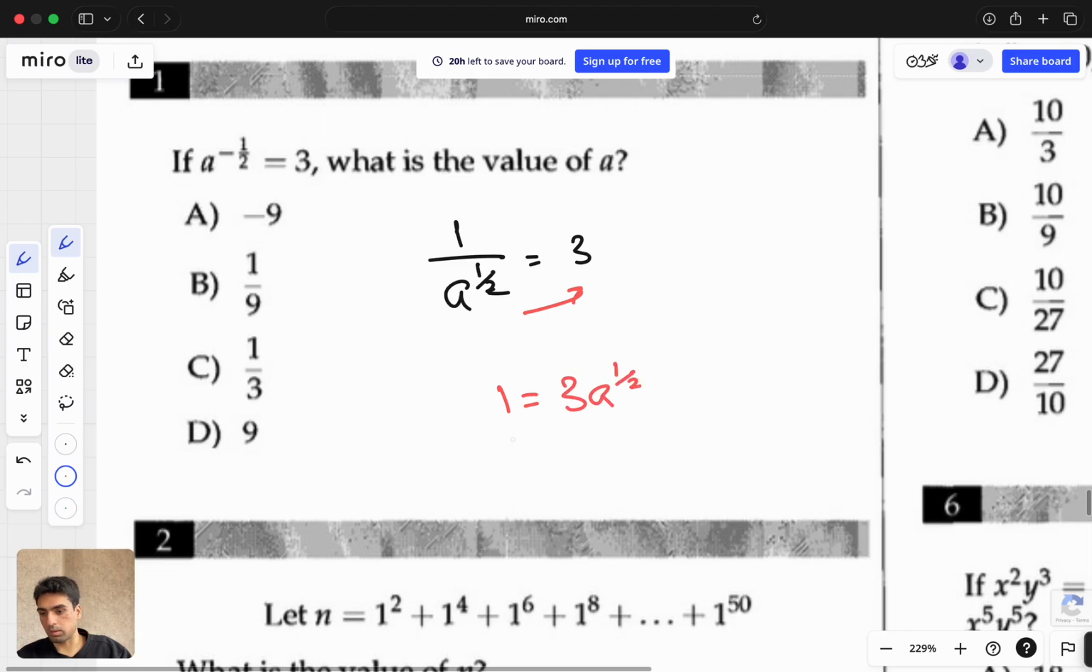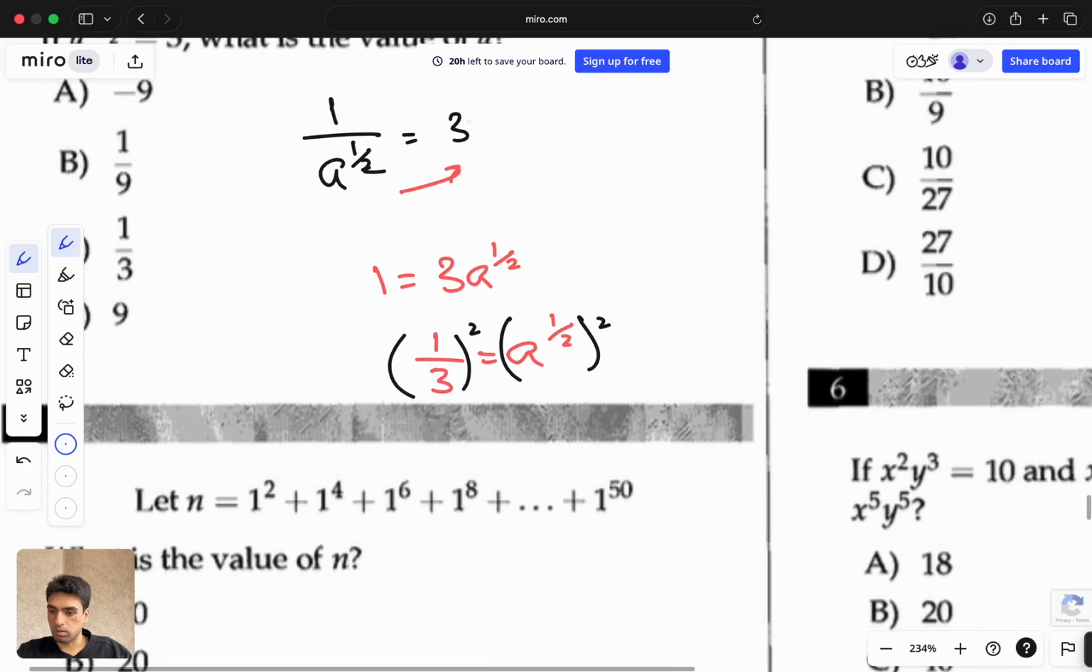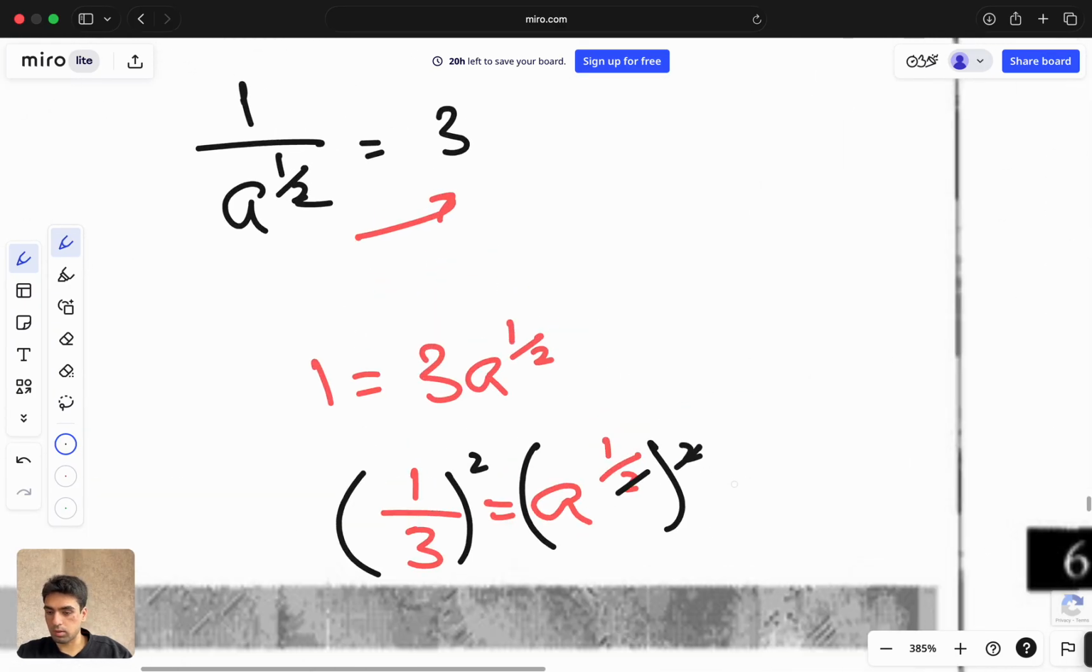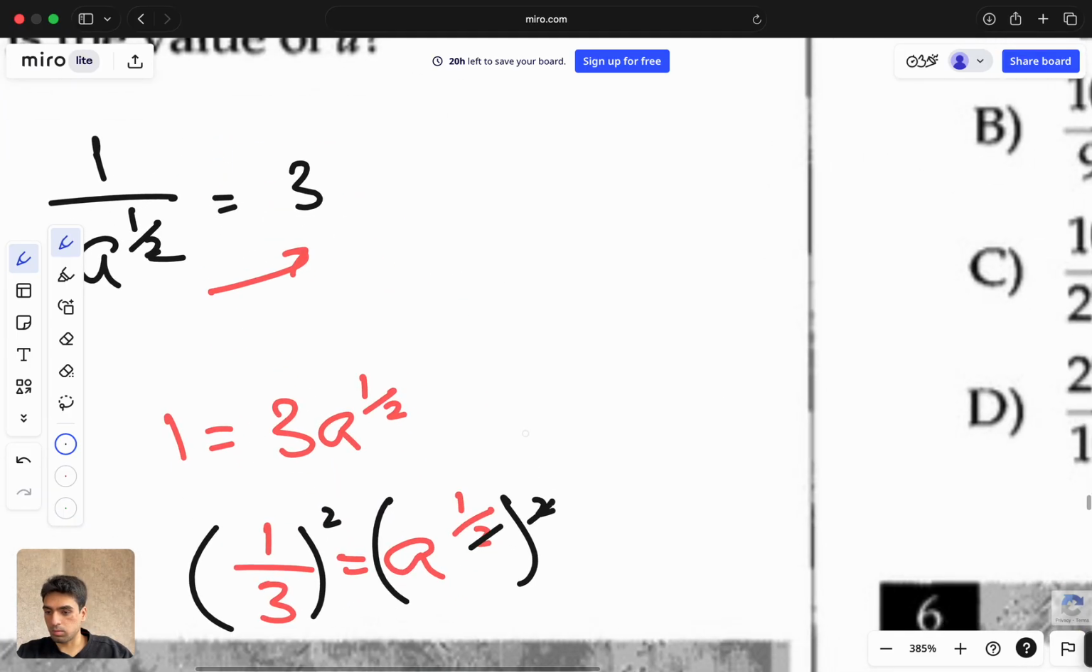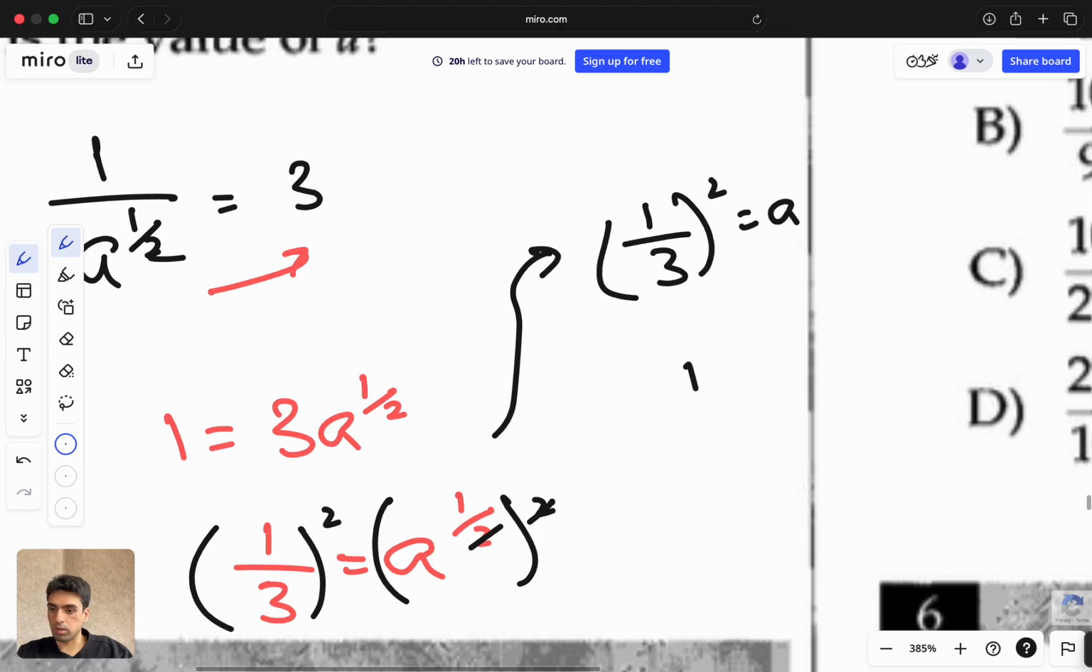You can bring the 3 down on this side, 1 over 3 equals a to the power of 1 over 2, and then to get rid of the 1 over 2, you can square both sides. Okay. So square both sides, and this will cancel with this, so it's just a on the right side. So this is actually equals to (1 over 3) squared equals a, which means you get 1 squared is 1, and then 3 squared is 9. You get 1 over 9.